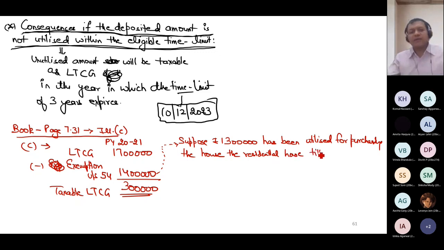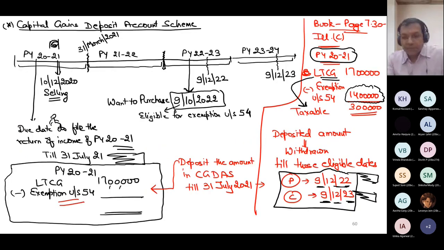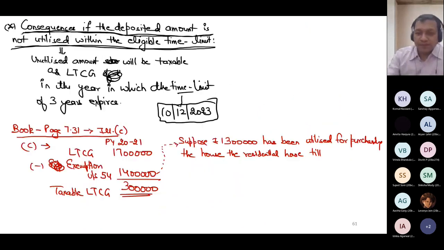Till, do you remember the last date which was there for purchasing the house? What is the last date? 9 December 2022. This is that date for purchasing. So suppose 13 lakh has been utilized for purchasing the house till 9 December 22. That's it. What is the unutilized amount? Out of 14 lakh, the unutilized amount is 1 lakh.